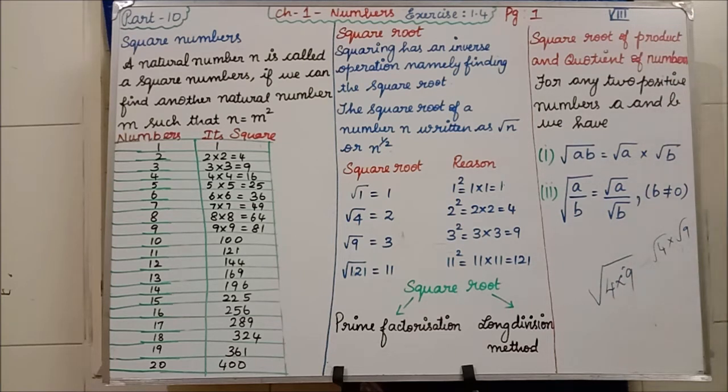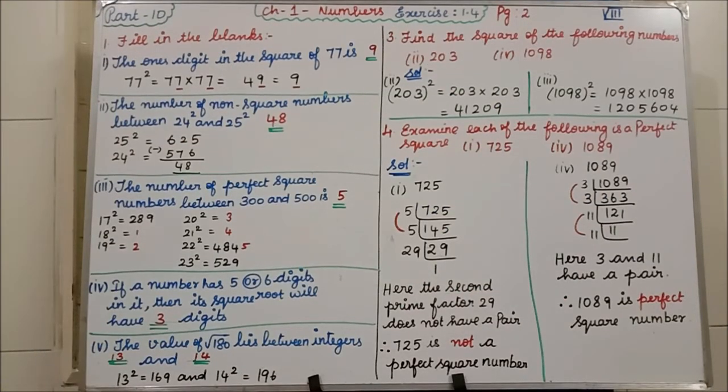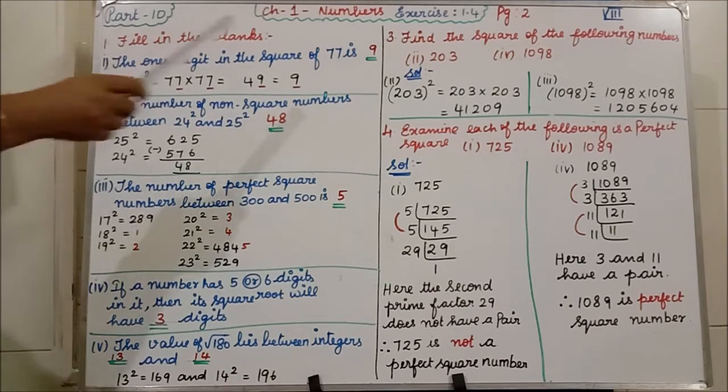Now shall we enter into exercise 1.4? Yes, students, we are starting exercise 1.4. The first question is fill in the blanks. See the question, fill in the blanks. We are going to see now: the ones digit in the square of 77 is dash. What are they asking? The ones digit in the square of 77.